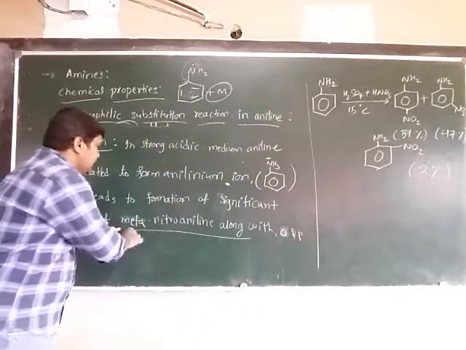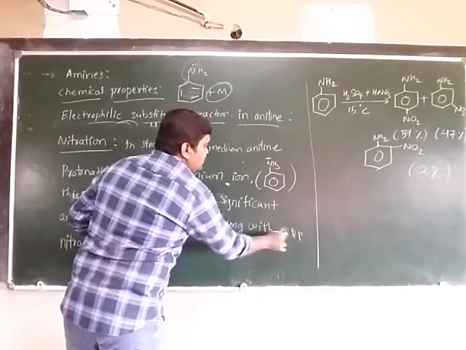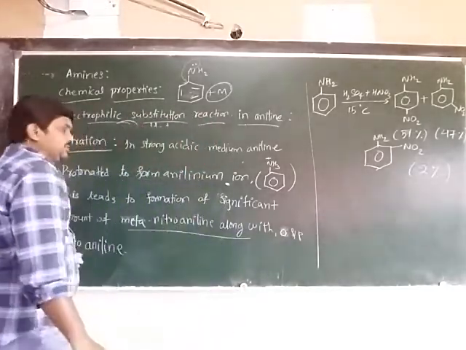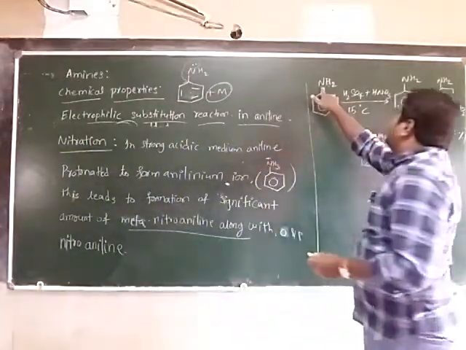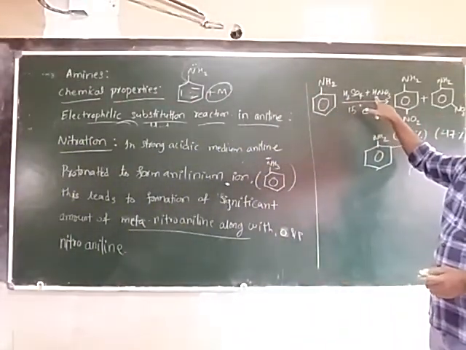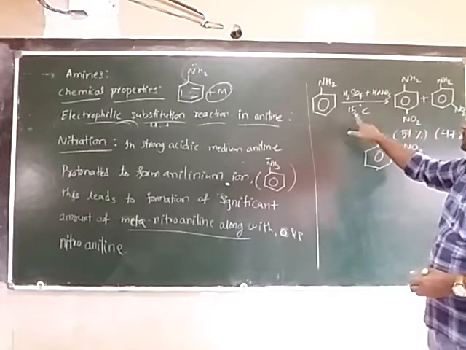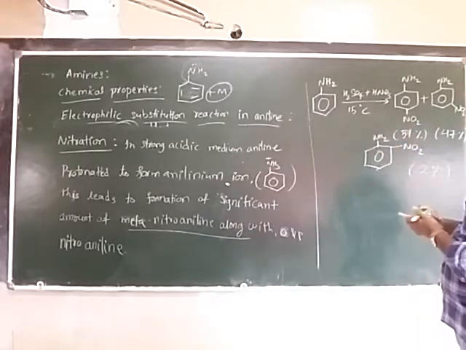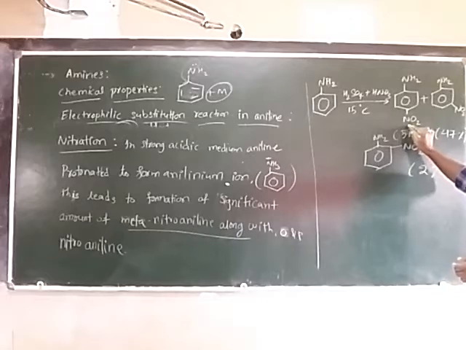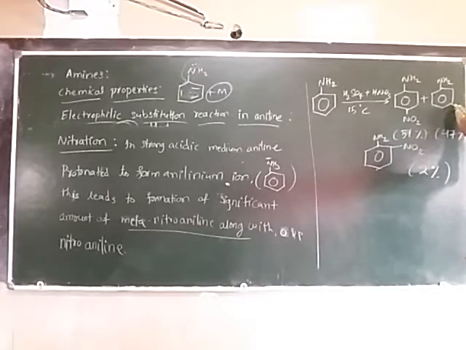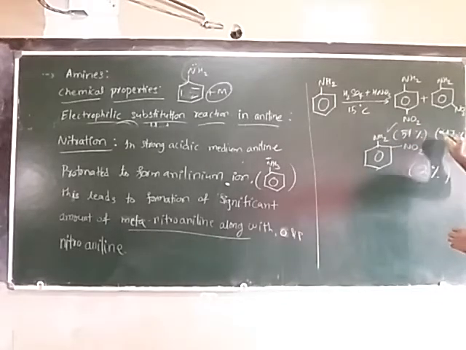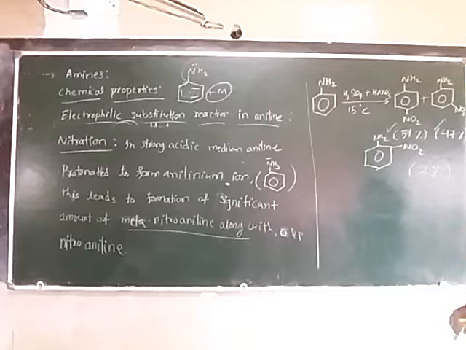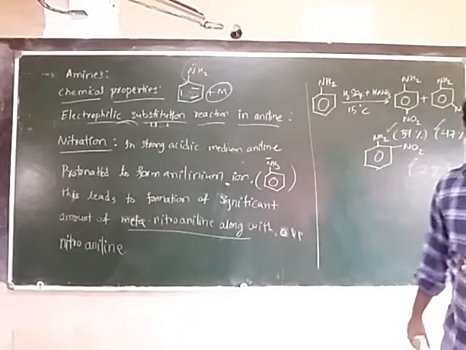So here we get meta-nitroaniline along with ortho and para-nitroaniline. Is it clear? See that when aniline is treated with the H2SO4 HNO3 nitration mixture at 15 degrees Celsius, it forms para-nitroaniline, meta-nitroaniline, and ortho-nitroaniline. If you observe the percentages, this is 51%, this is 47%, and this is 2%.